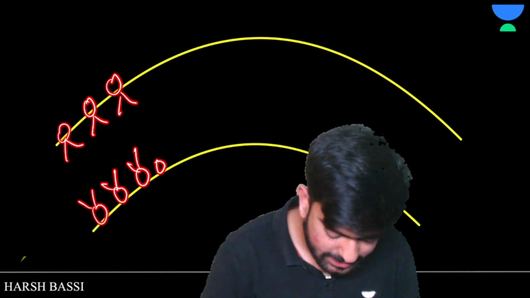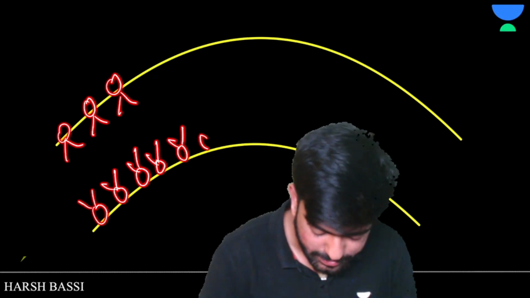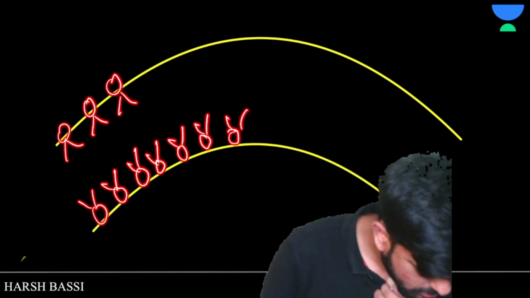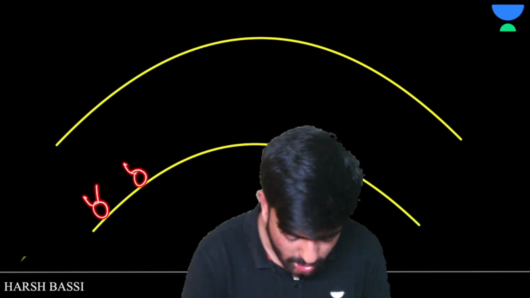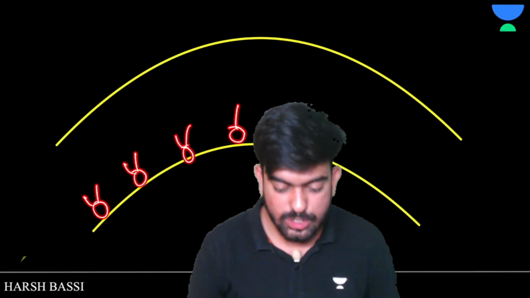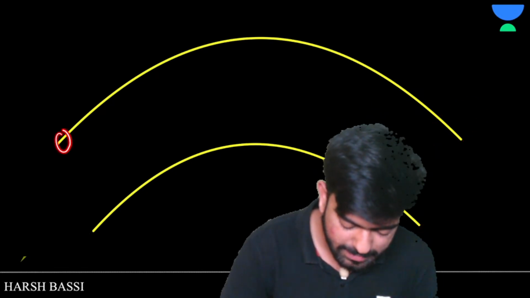Don't get confused that thylakoid is a double membrane structure. No, never. This is not a double membrane structure. This is a single membrane structure. I am just trying to represent the bilayer in this form.